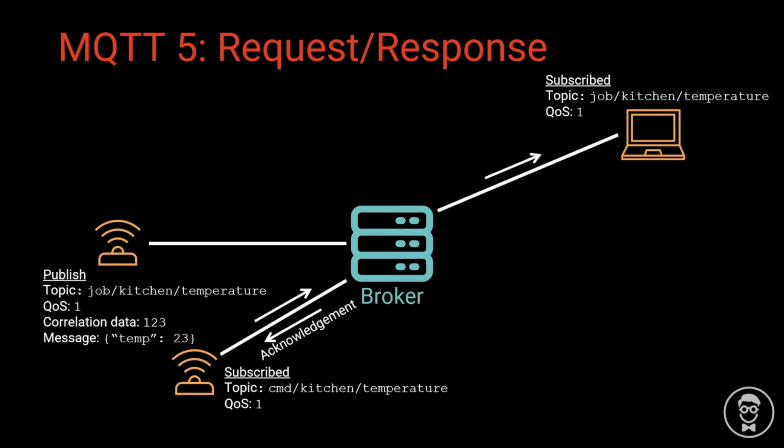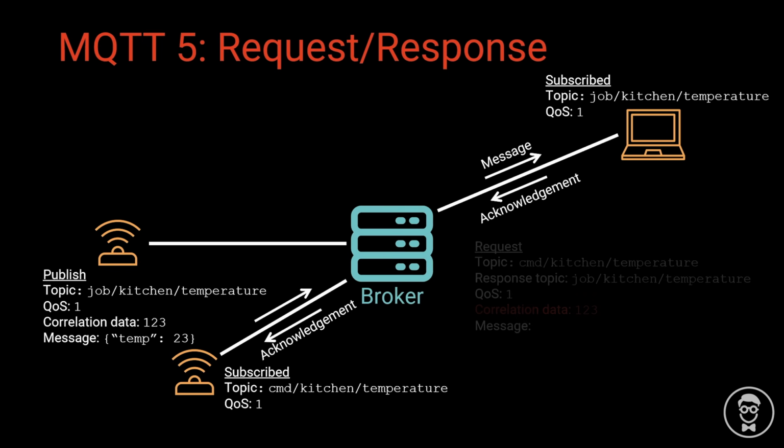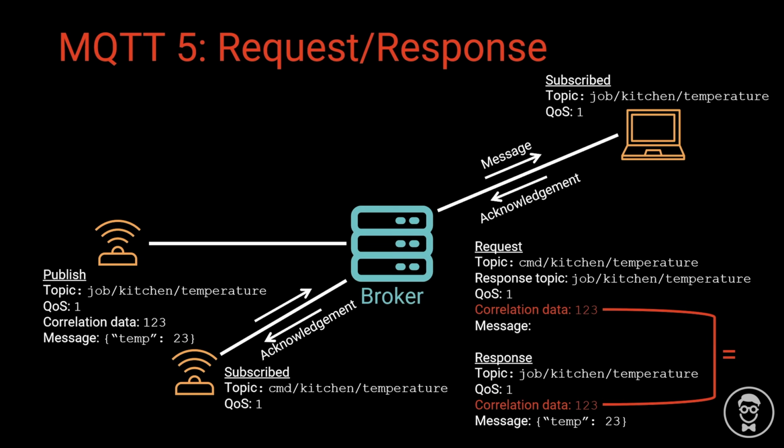The correlation data field was also added so that the requester can add a unique identifier. The responder can use this same identifier in the correlation data field of the published message, which the original requester can then read to determine that the request was handled, and not just some data that was to be published anyway.